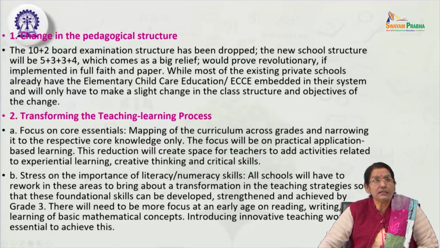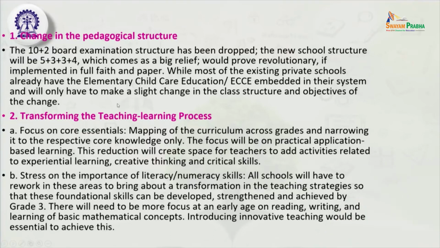Now, the change in the pedagogical structure. The new education policy advocates a change in the pedagogical structure, 5 plus 3 plus 3 plus 4. Earlier, the 10 plus 2 board structure was dissolved. Now the new structure is class up to 5 as primary, then 3, then 9, 10, 11, then plus 4 years. This comes as a big relief, because it also includes opportunities for vocational education, and even if somebody drops out in between, they can follow up and carry forward their learning process later on.